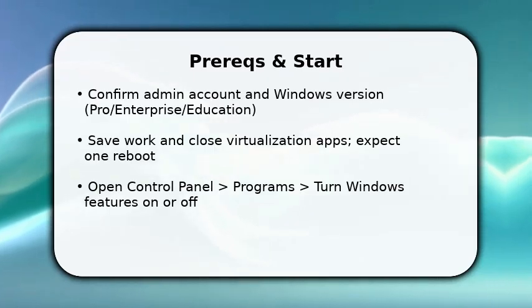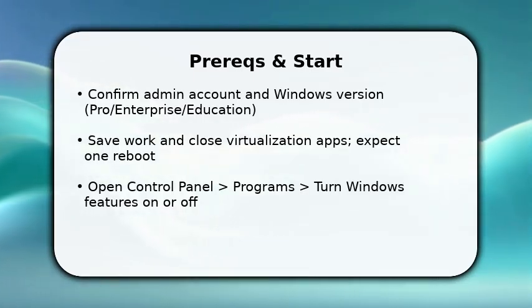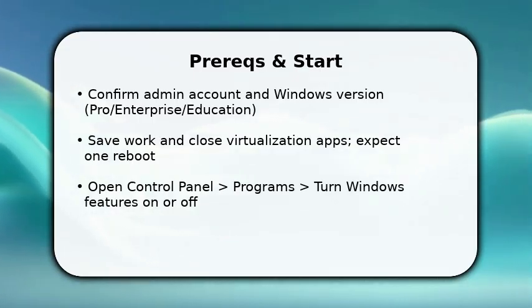Once you've saved work and closed virtual machines, open Control Panel, choose Programs, then turn Windows features on or off. You'll see Hyper-V listed. Uncheck its root and all sub-items so the feature is fully removed.